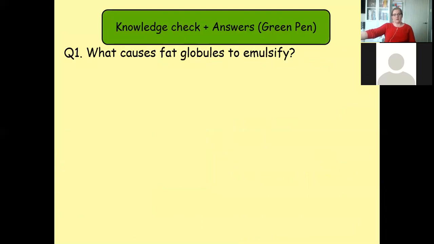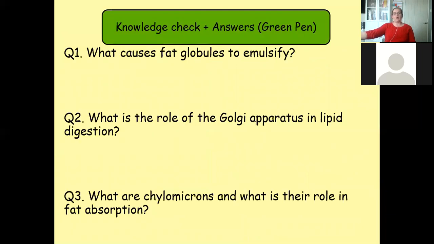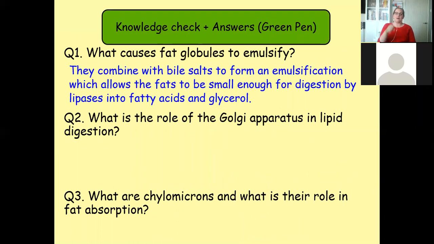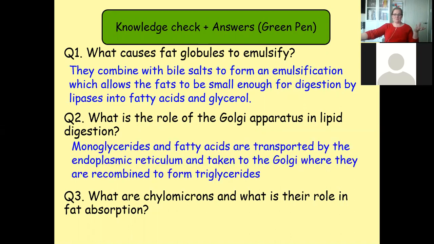So what causes fat globules to emulsify? Well, like we said, they combine with bile salts to form an emulsion, which then allows our fats to be digested by lipases into fatty acids and glycerol. What is the role of the Golgi apparatus in lipid digestion? Well, the Golgi is actually where the monoglycerides and fatty acids reconstitute into triglycerides.